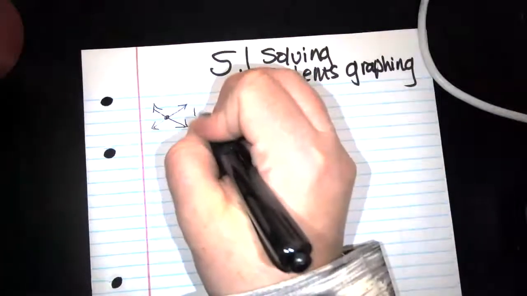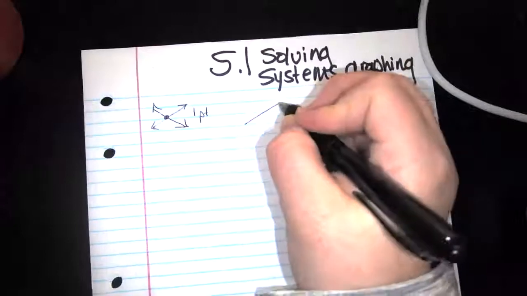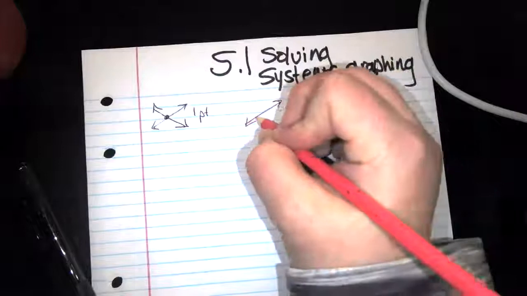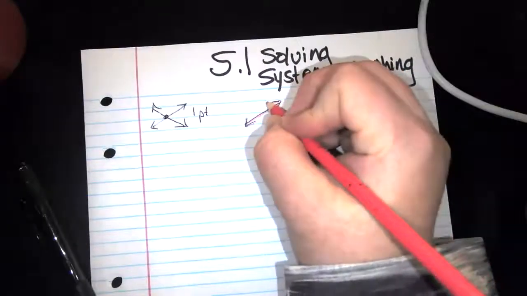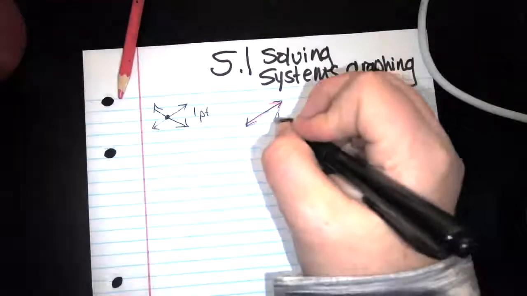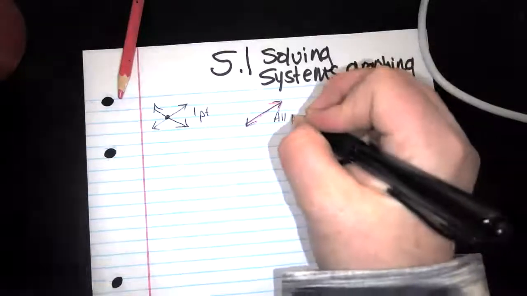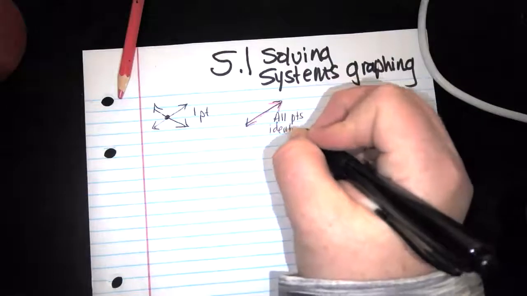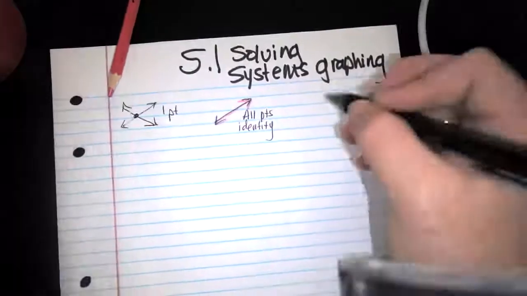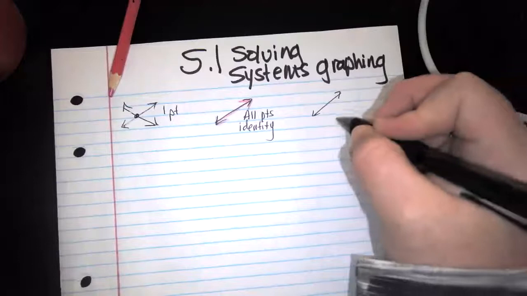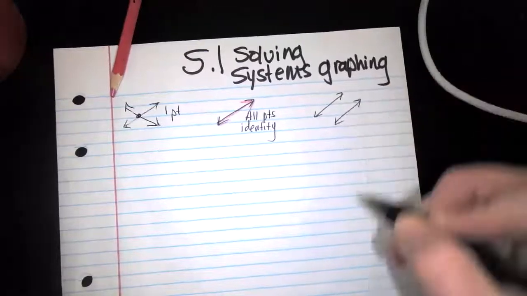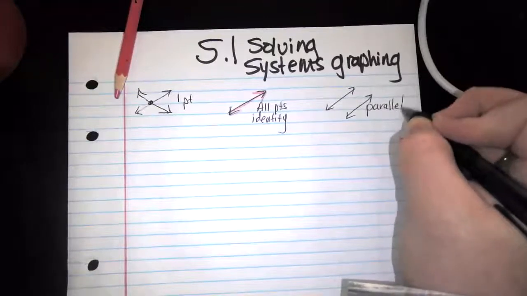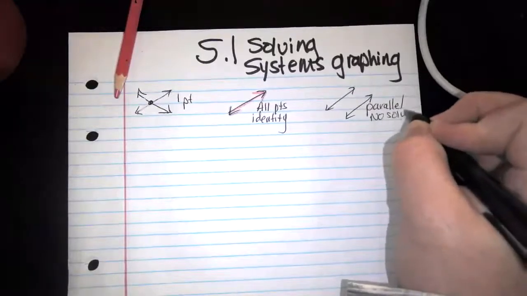at one point. Or you could flop a line right on top of the other, and so they would share all points. We would call this the identity. Or they could be parallel. That means they would never intersect, so there would be no solution.